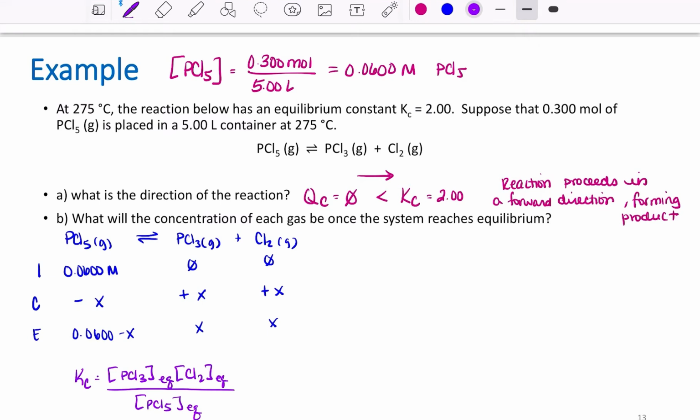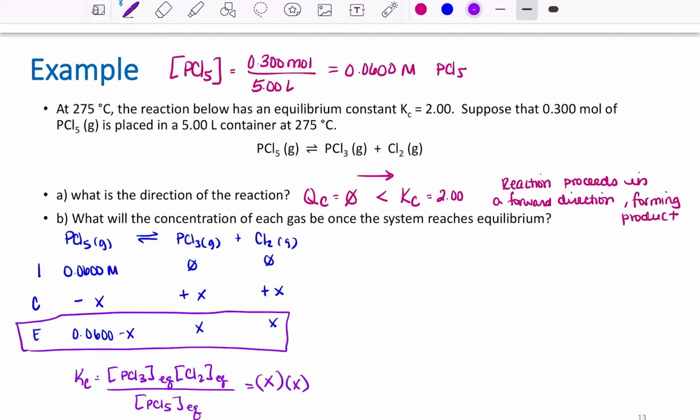I'm going to plug in what the table tells me. I know I have X for PCl3, so I'm looking at these values here now, times X for Cl2, divided by 0.0600 minus X, which we can also write as X squared divided by 0.0600 minus X. How is that helpful? Because I know what my Kc equals. I'm told in the original question that Kc equals 2. So this equals 2.00. Now we can do some algebra.